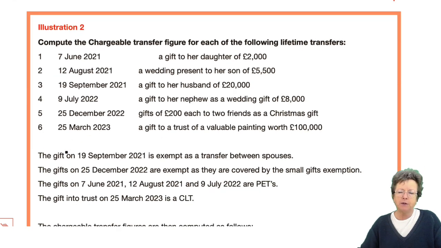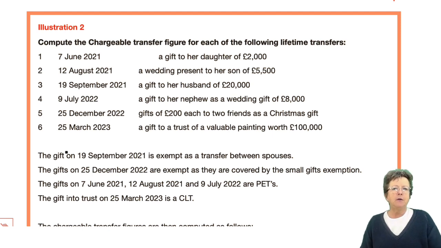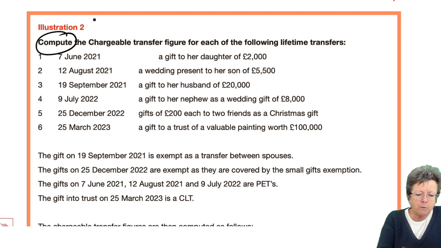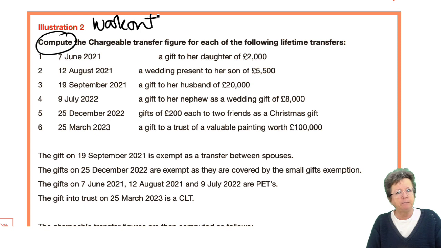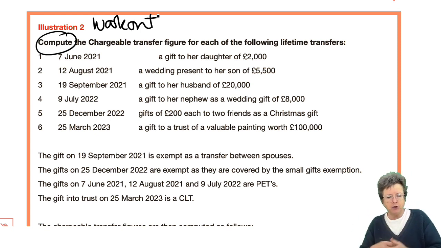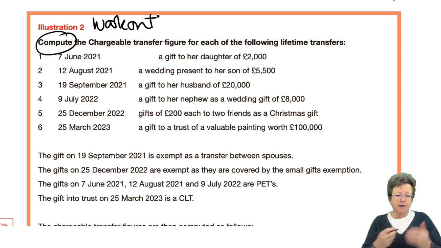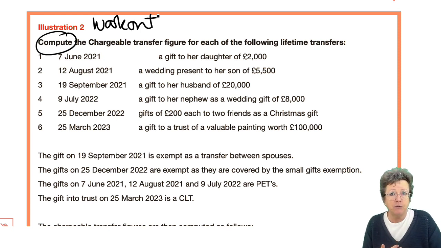This is a typical kind of question that you could get further into the exam, section B or section C. We have to compute or work out the chargeable transfer, not the transfer of value, the chargeable transfer after we've taken all the exemptions off for each of the following lifetime transfers. First thing you do when you work all of these things out is to work out whether there are any exempt transfers in there.